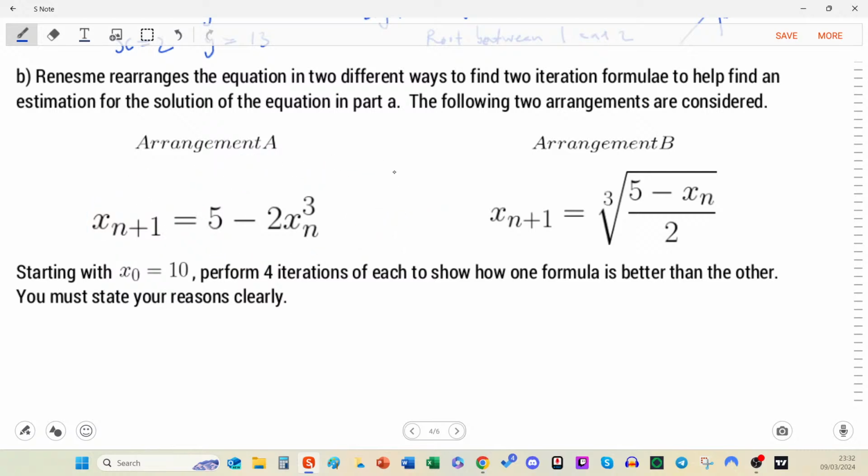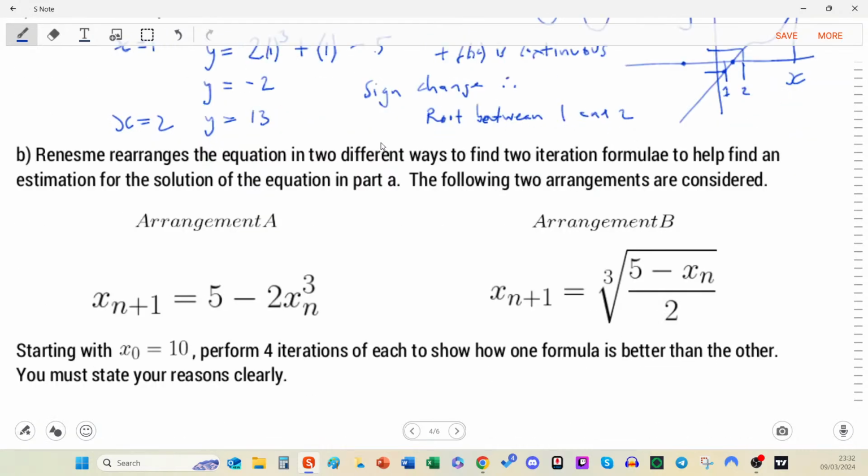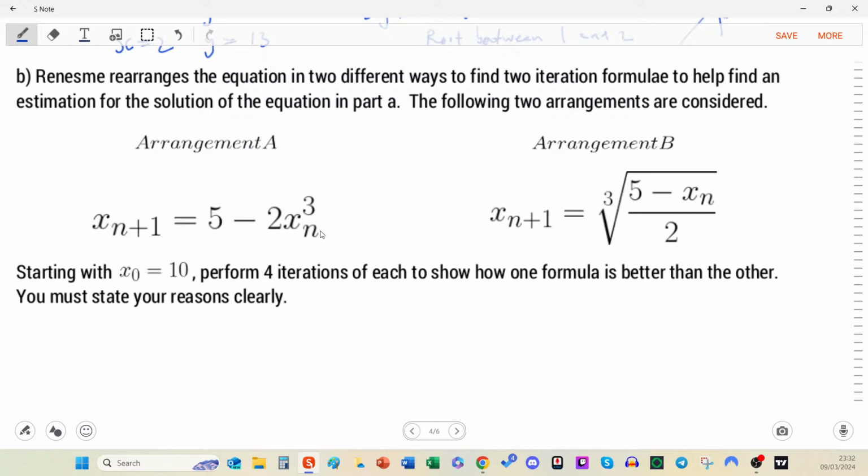The next stage is just like, how do you stay organized with it? But sometimes in the exam, they ask you to rearrange the equation to show this. Should be okay, right? It's a skill we should know. But this is sort of after that. This asks us to look at the following two arrangements, starting with x naught equals 10. So when it's x naught, that means the initial.